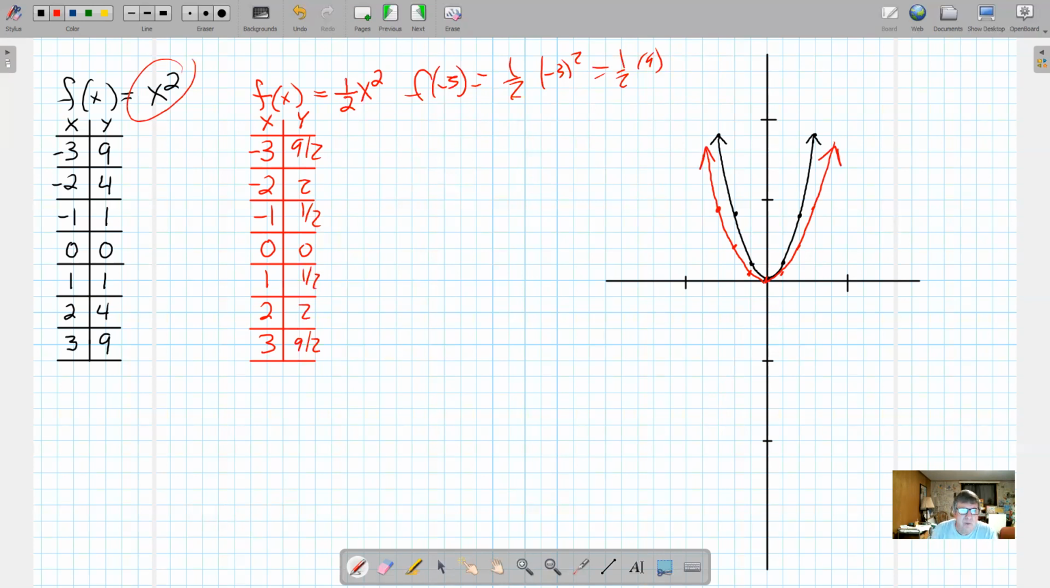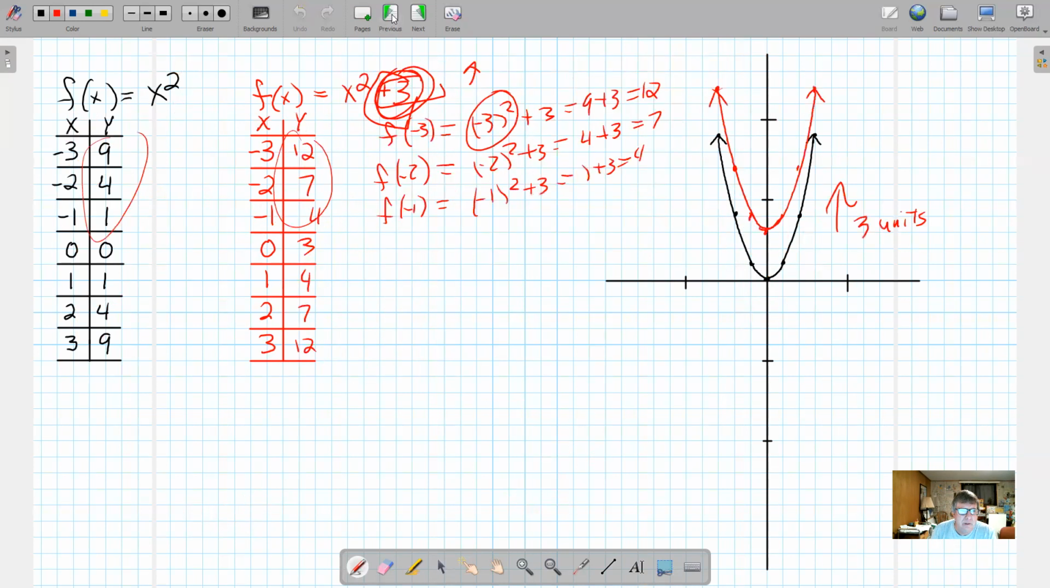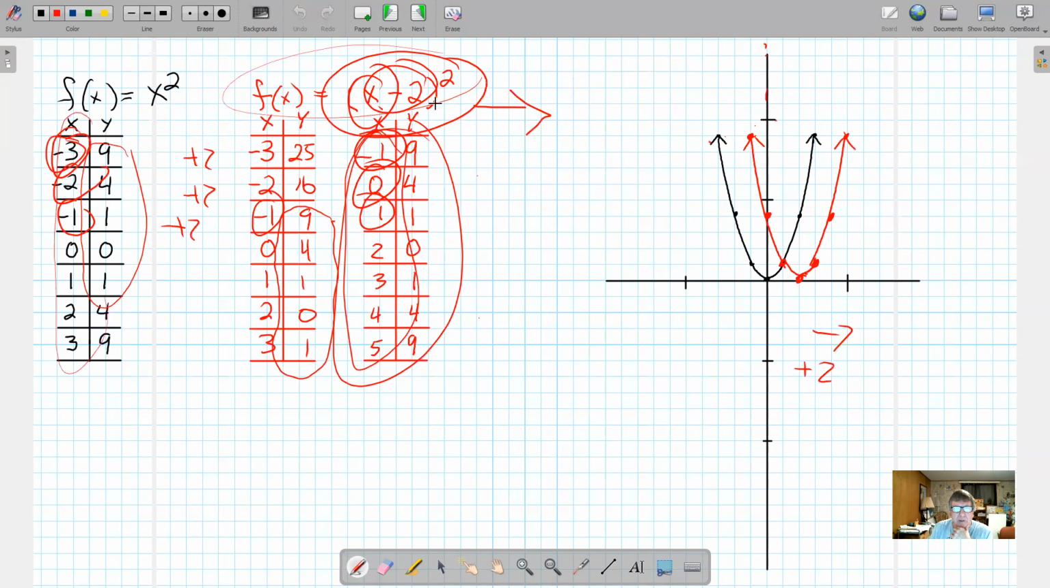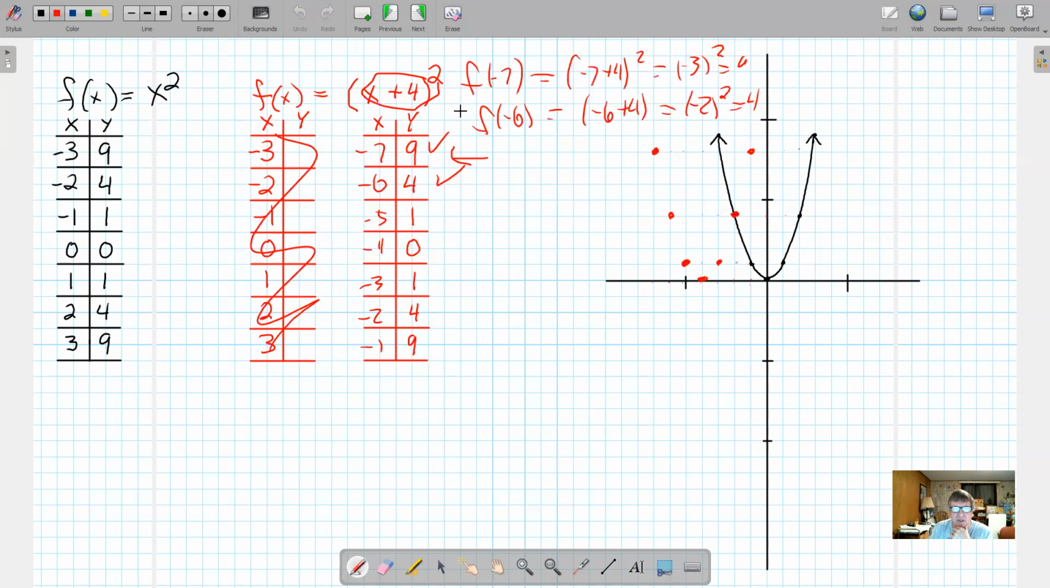So let's go back and kind of review what's going on here. The black equation is a parabola, f of x or y equals x squared. If we add a 3 constant outside the x squared, it moves it up 3. If we subtract a 4 constant outside, it moves it down 4. If we put a -2 on the inside, it moves it to the right 2. A +4 on the inside moves it to, oh, I never finished graphing this.